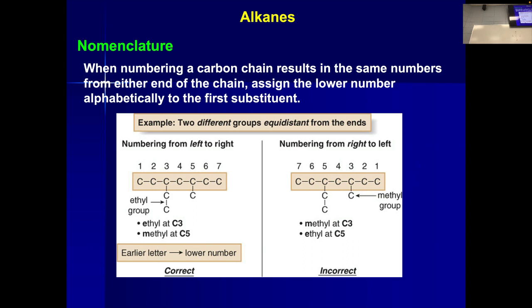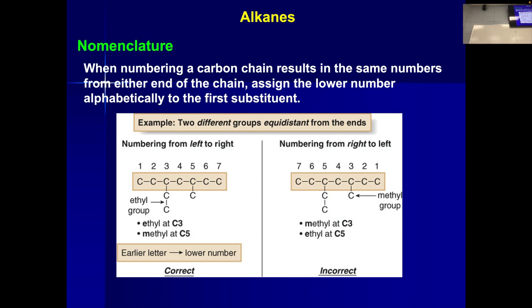Okay. Now you have to figure out whether numbering the carbon chain results in the same numbers from either end of the chain. And that can happen. Right? If I number 1 through 7 this way or 1 through 7 this way, my groups are going to be C3 and C5 in both cases. But now you assign the lower number alphabetically to the first substituent. Okay, so here I come to my ethyl group at carbon number 3. Here I come to my ethyl group at carbon number 5. E comes before M in the alphabet. So the ethyl group takes numbering priority. So this is going to be my correct numbering. I'm going to number from left to right because the ethyl group comes at carbon number 3.